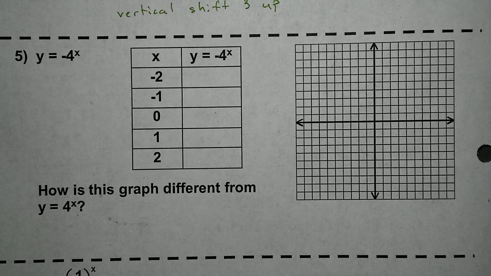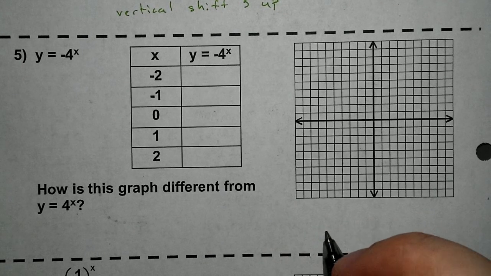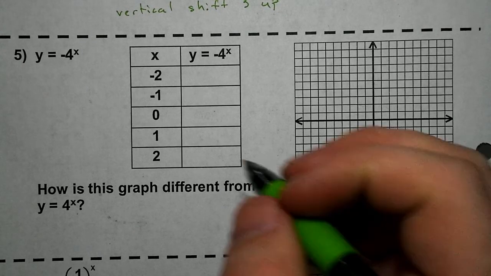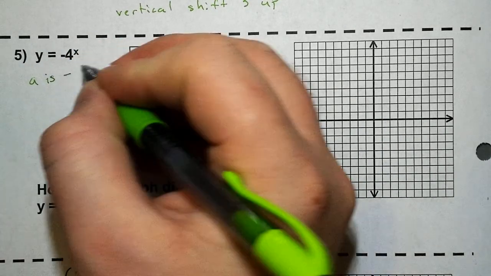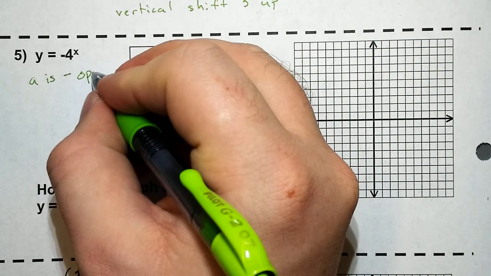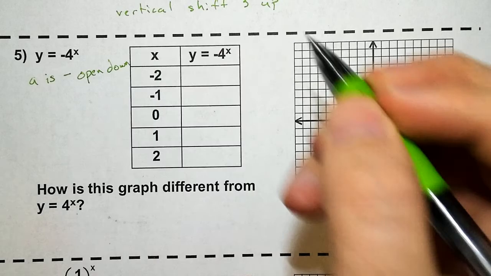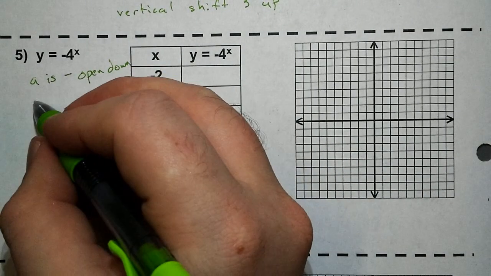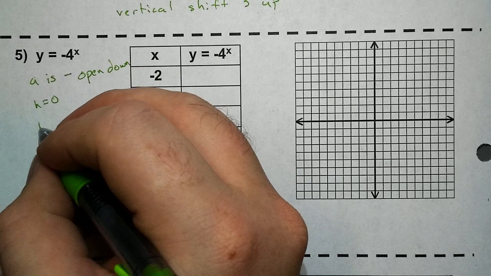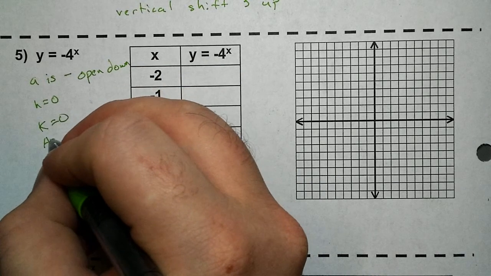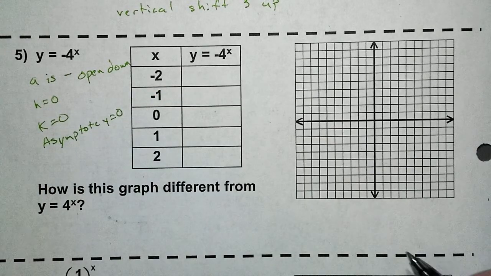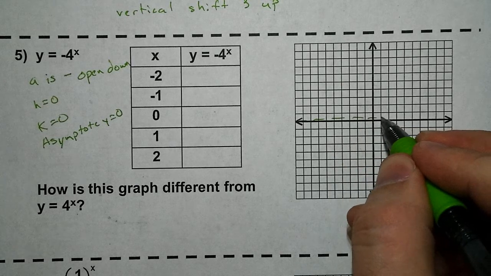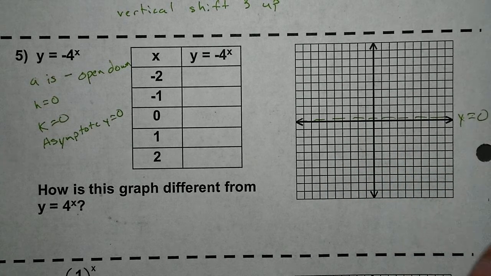All right, number 5, we've got y equals negative 4 to the x. So the only difference now is that a is negative, so this one should open down. And our h is 0, it doesn't move left or right. Our k is 0, so your asymptote is at 0. So y equals 0 should be our asymptote. I'll go ahead and put that on the graph because I know where that's going to go.